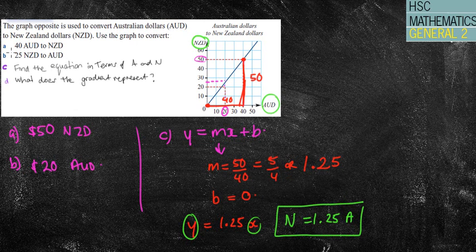And our last part there, which is often the really challenging question people struggle with, D: what does the gradient represent? Well, the gradient represents the rate of change between New Zealand dollars and Australian dollars, but I need to apply that a little bit more. What does that mean when you're going from one currency to another? Well, it represents the exchange rate. If you put the rate of change between Australian dollars and New Zealand dollars, then you might be lucky enough to get away with it, but certainly the exchange rate is a bit more meaningful.